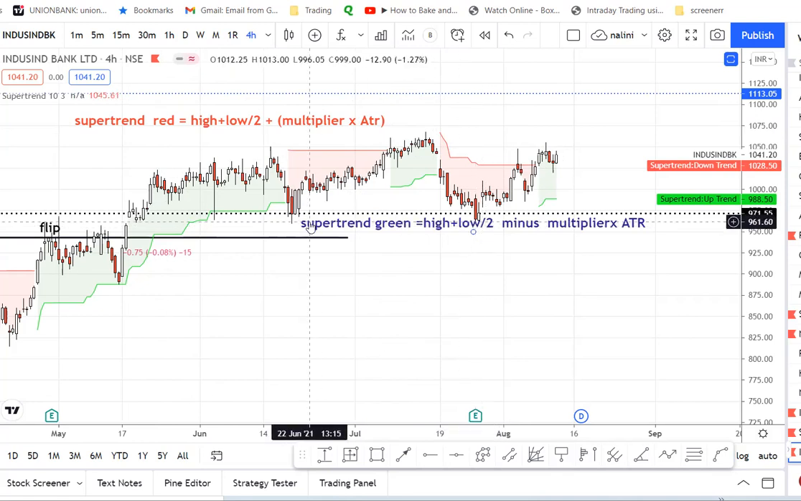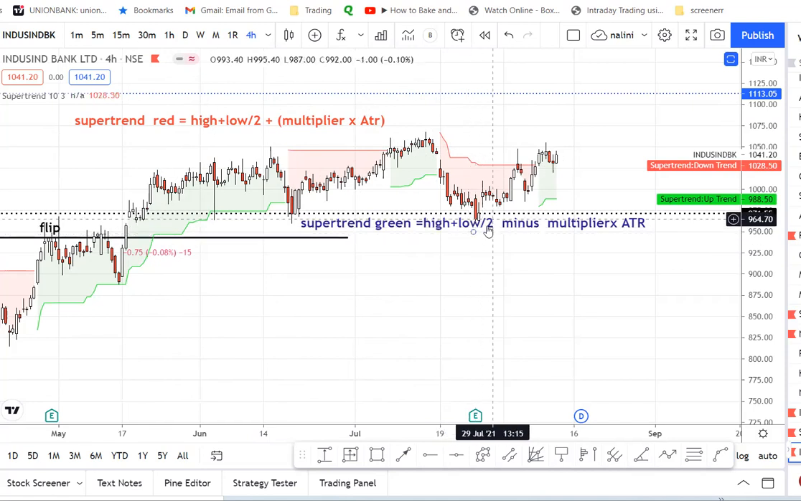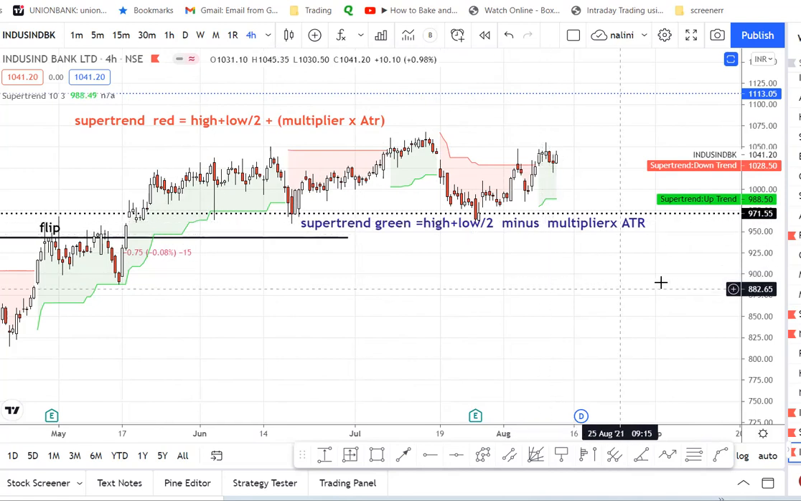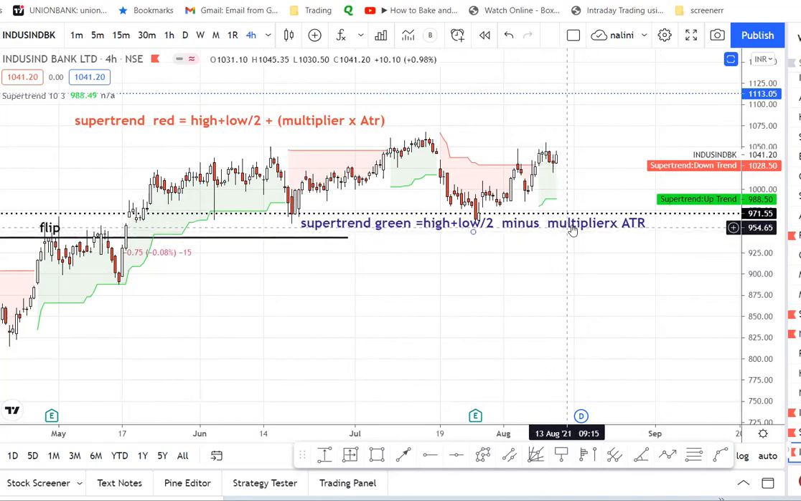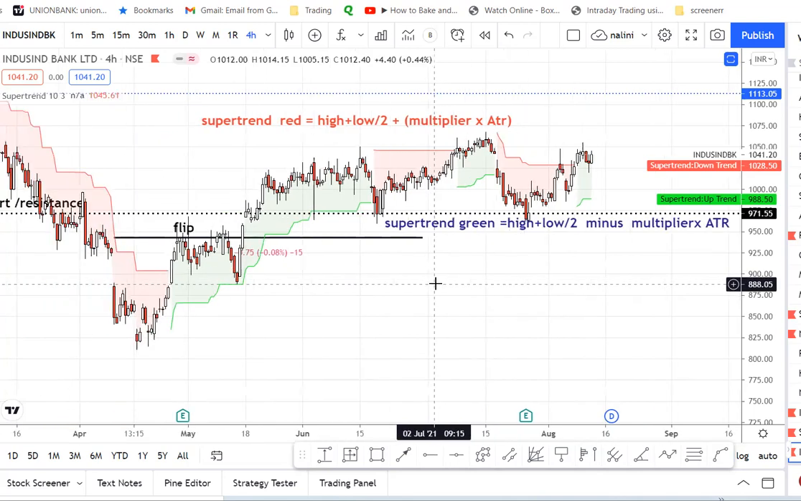And the green super trend, which is plotted at the bottom of the price level and indicates the buy signal, is calculated by the last candle's high plus low divided by 2 minus the ATR multiplied by the multiplier. Here in this case the multiplier is 3, so it gives the value. Super trend is a very good indicator.